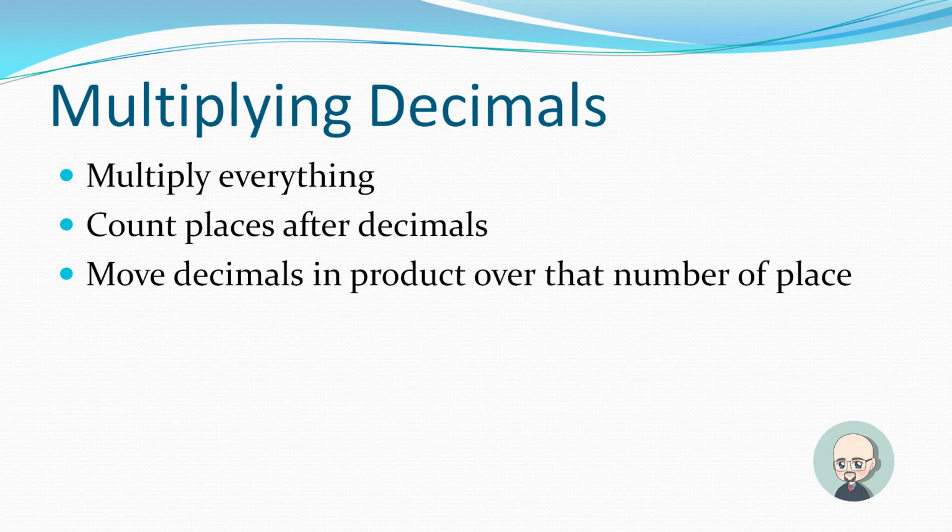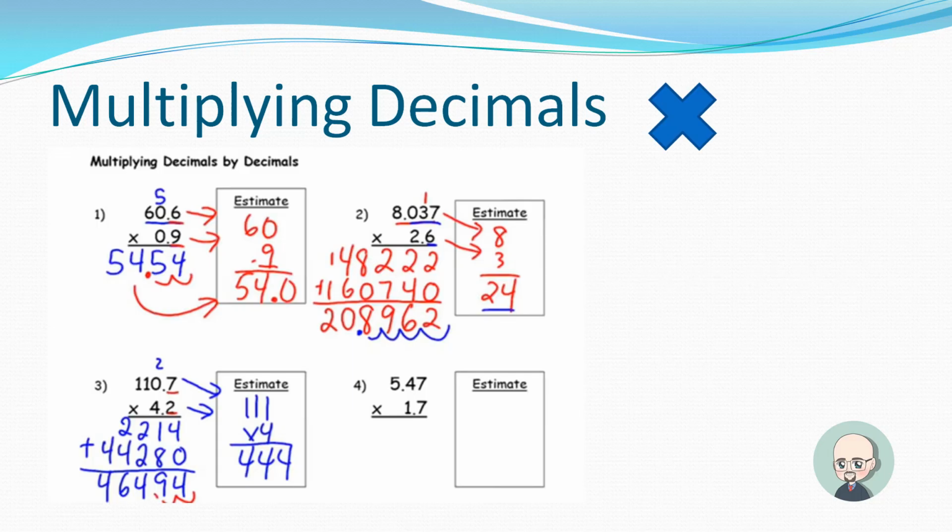This is really just a review, but I know some people are a little shaky on decimals, so we're going into it anyway. If you know about decimal operations, that's all we're going into in this lesson, so you may want to skip it. Multiplying decimals. You multiply everything. You count the places after the decimals, and then you move the decimals in the product, that's the answer, that number of places.